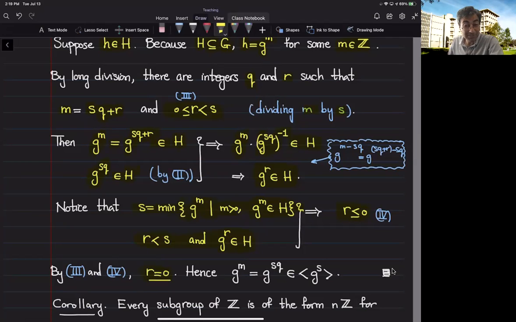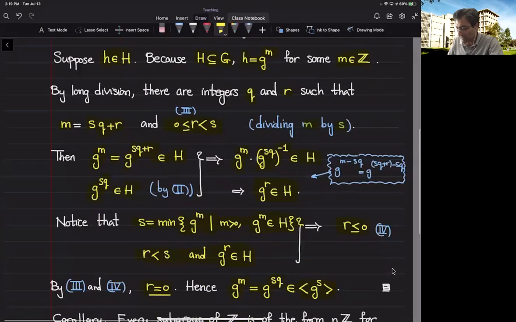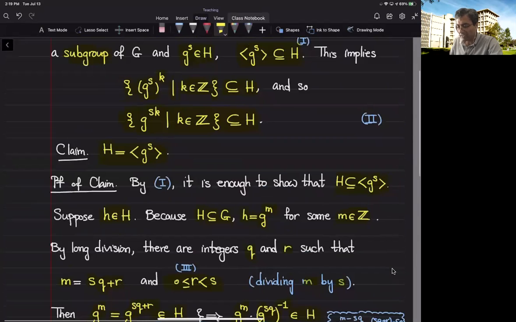So the remainder is 0, which means that g to the m is nothing but g raised to the power sq. That's an integer multiple of s, which means it is in the group generated by g to the s. Remember, the group generated by g to the s consists of g raised to the power of some integer multiple of s. Now, this sq is an integer multiple of s. Therefore, this belongs to the subgroup generated by g to the s. Now, this gives us the claim, and that completes the proof of this theorem.